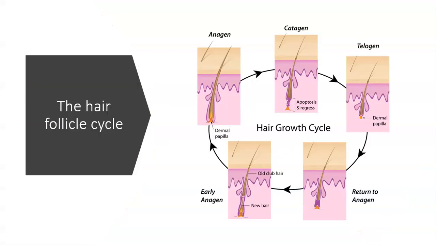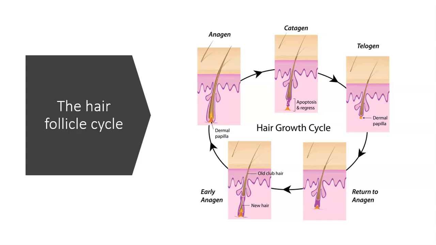And so let's take a look at the hair follicle cycle, at least as we know it in humans. So in the anagen phase, we have a hair follicle in the skin. It gets its nutrients from the dermal papilla. It has its own muscle, its own circulation, and so it starts growing.